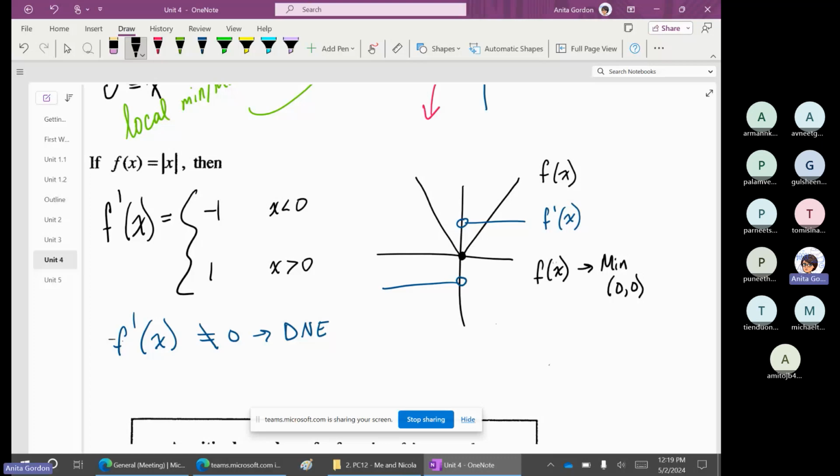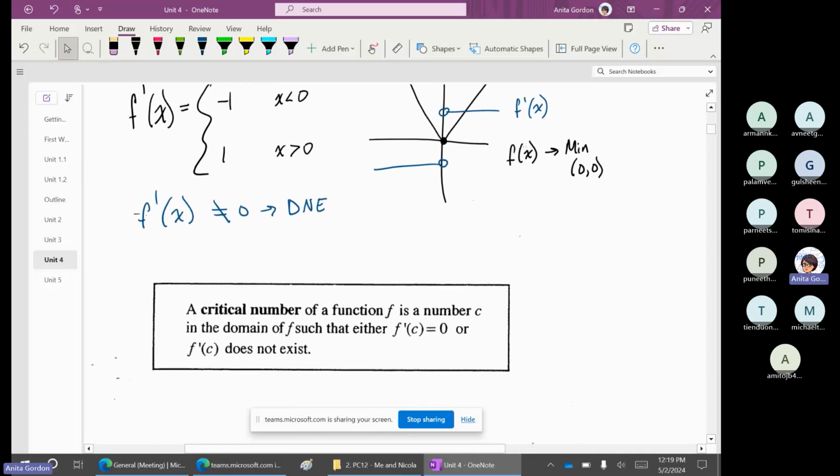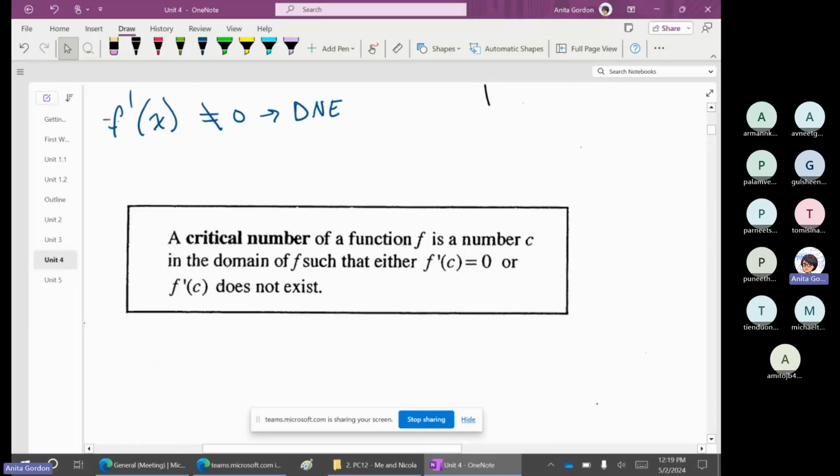Okay, so how do we identify this? How can we label it in a way that makes sense in terms of applications? We are going to be calling them critical numbers or critical points.